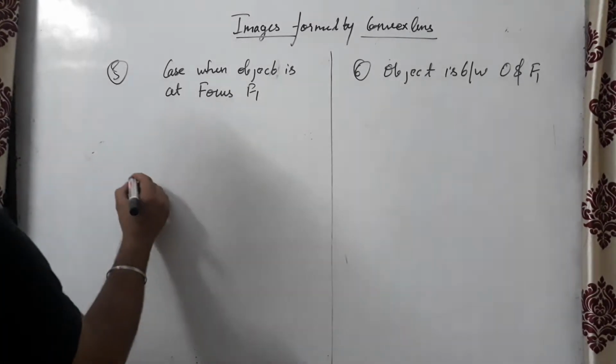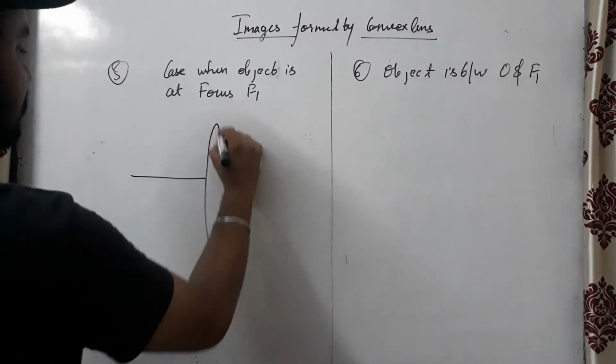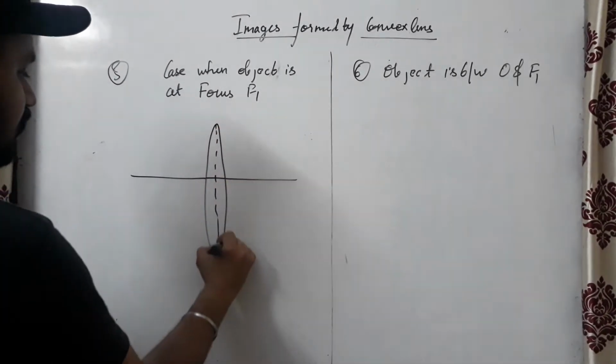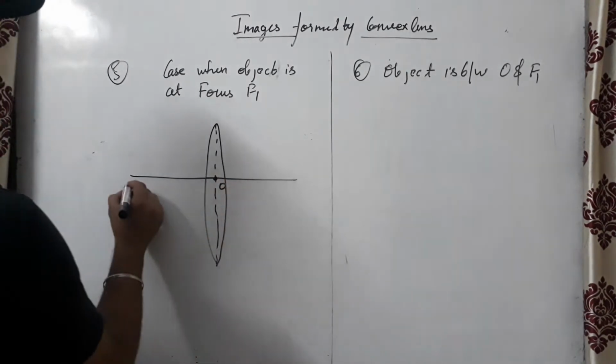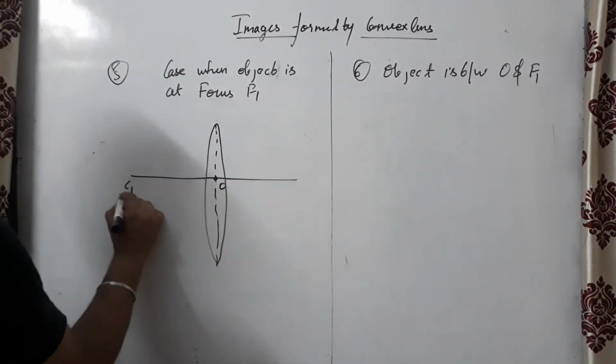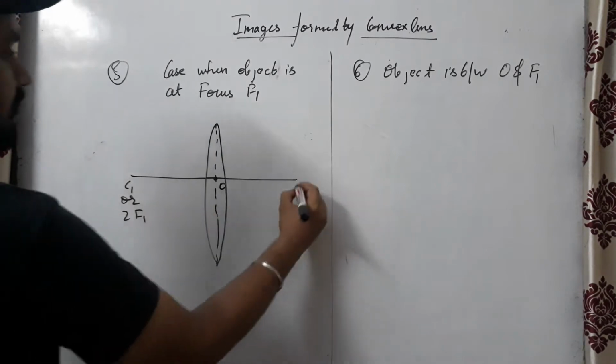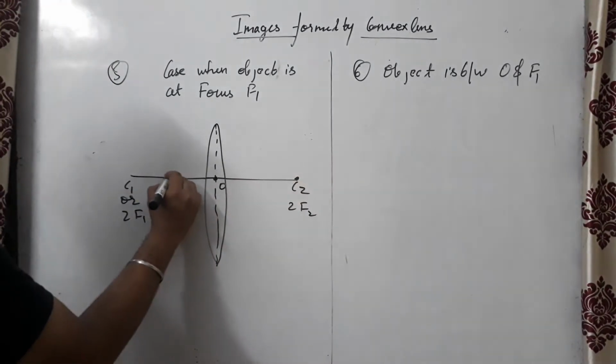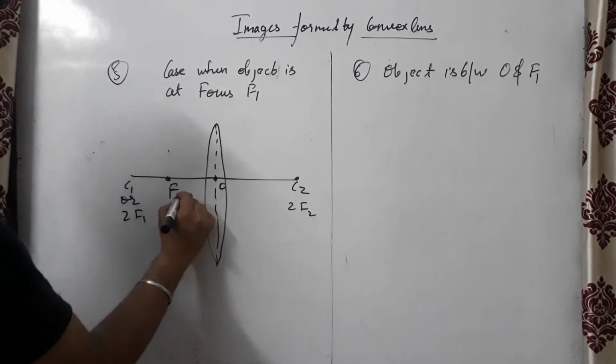So for the fifth rule, this would be the image formed. This is the convex lens. This is the principal axis we have drawn, and this is the optical center. Here the point is C1 or 2F1. Here the point is C2 or 2F2. Now the focus point is over here, the F1 point.